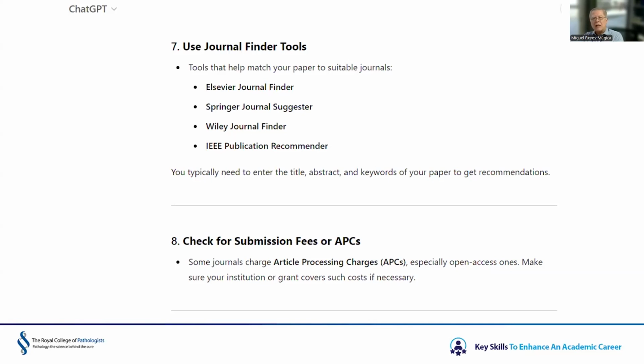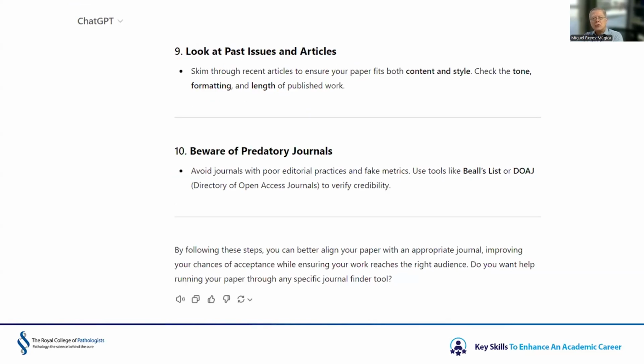If they are out of line, you have to start suspecting that there is some problem with the journal. Check the last past issues and articles on the journal that you are targeting. And again, beware of predatory journals. There are several lists of predatory journals. One of the most popular ones is the Bell's list, but there are several others. So it's an important strategy.